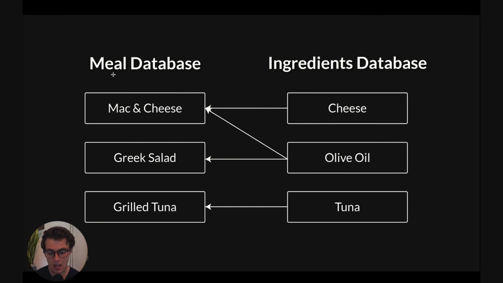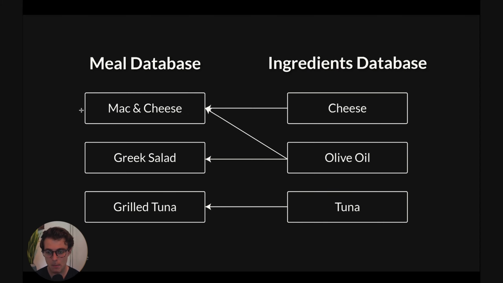Suppose we would have a meal database and an ingredients database. Inside of this meal database, we store all of the different recipes that we have. And inside of this ingredients database, we store all of the different ingredients that we have. Normally, these would be two separate databases. They wouldn't know that the other one exists. But what we can do is actually relate these to each other. We can make them become friends. And once these databases know of each other's existence, we can start relating certain entries to each other.